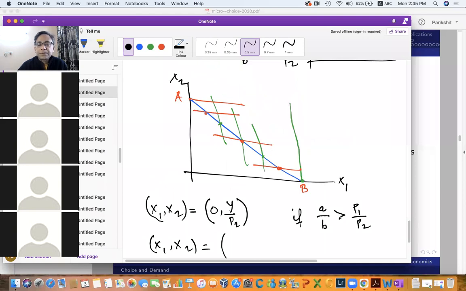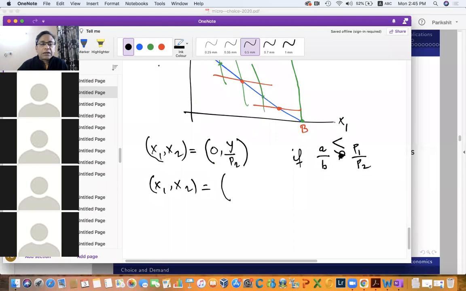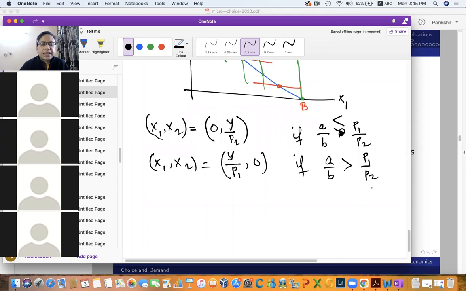Well, less than P1 by P2. And the other corner solution obtains when we have the opposite inequality. And you have a very special case where things are indeterminate. I mean, there are multiple optima.